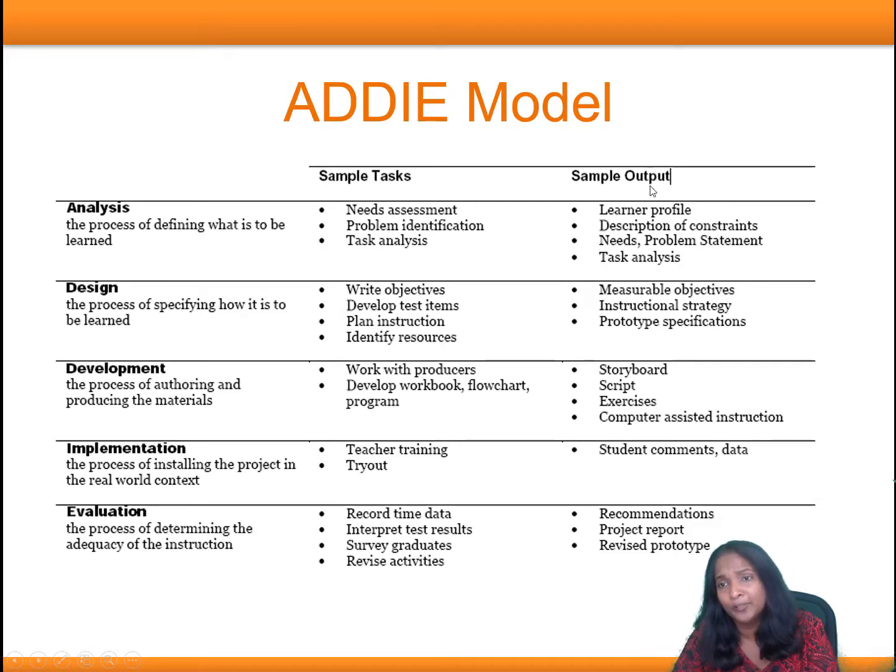You can also look at sample outputs. So at every phase, there are some outputs that could be created. For analysis, you could have learner profiles, so you need to know your learners, right? And then design, there's objectives, strategies, prototype specification. Development, there's storyboards, scripts, exercises, CAIs. Then implementation, again, you're collecting student comments and data, and then evaluation, there's recommendations, project report, and device prototype.